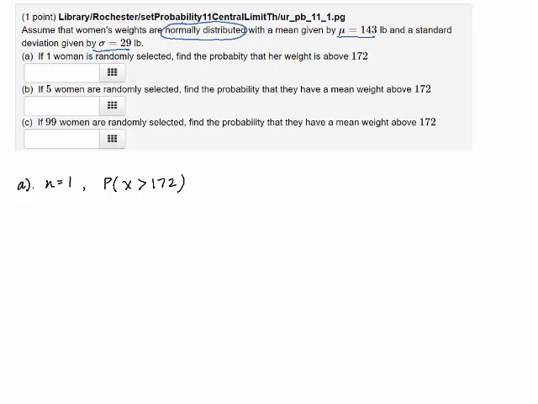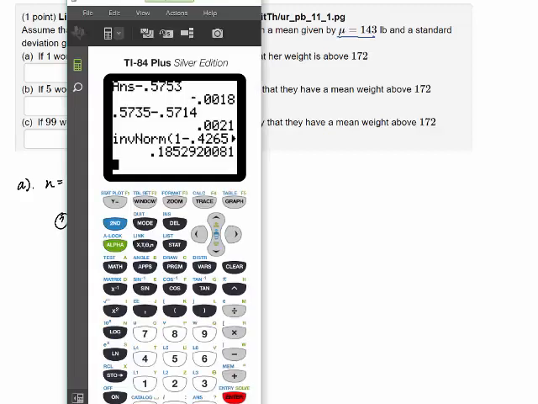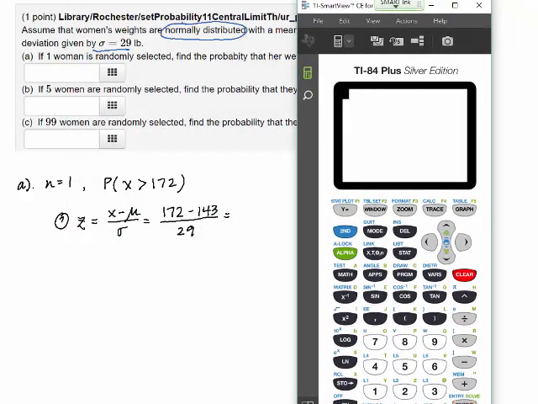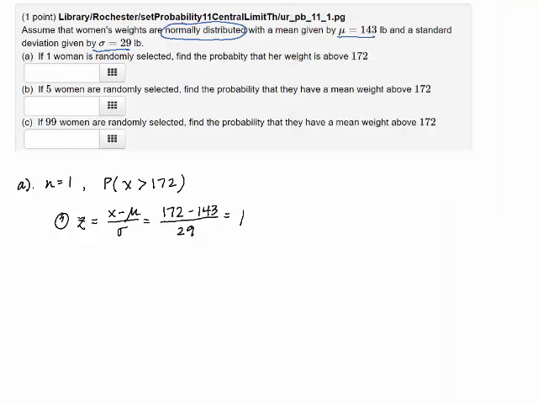We talked about 2 examples in class, or 2 methods. First thing we had to do was find the z-score. Z is x minus the mean divided by the standard deviation. For this case, that's 172 minus 143 divided by 29 for the numbers that have been given. So let's put it right here. 172 minus 143 divided by 29 is exactly 1 standard deviation above the mean. Number 2 was to find the probability that any z-score would be greater than this new z value.